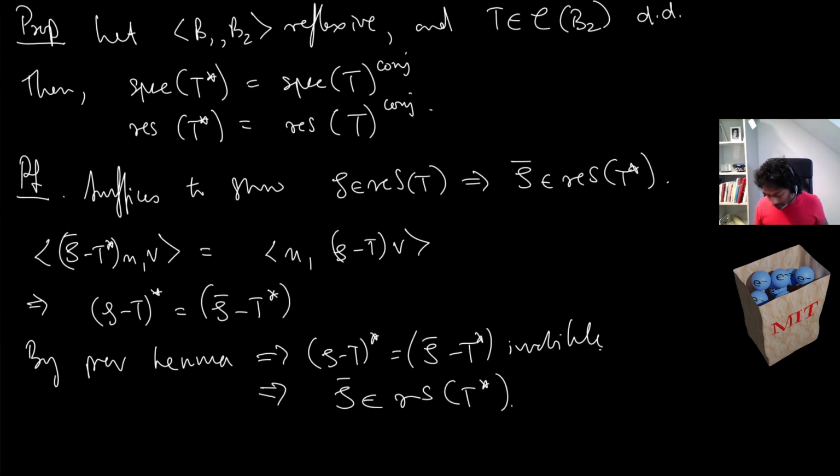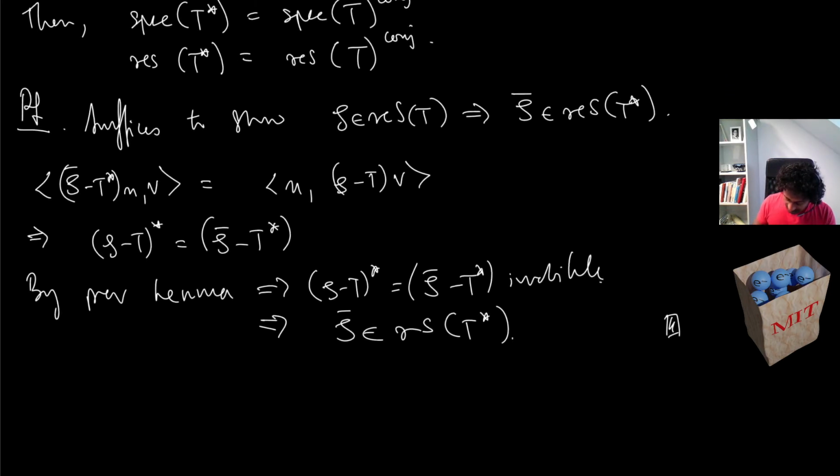Okay, so it's a symmetric argument now if you start with T star, because it's a closed operator, T star star is again equal to T. And so we obtain the conclusion in the opposite direction, right? And then that gives us the equality for the resolvent, and hence it gives us the equality for the spectrum.